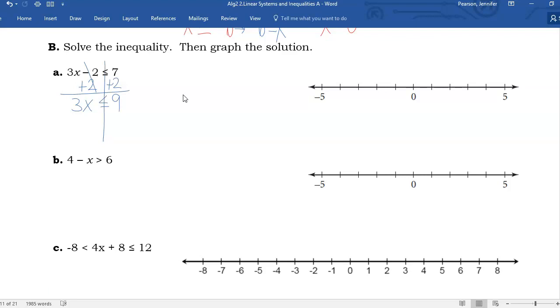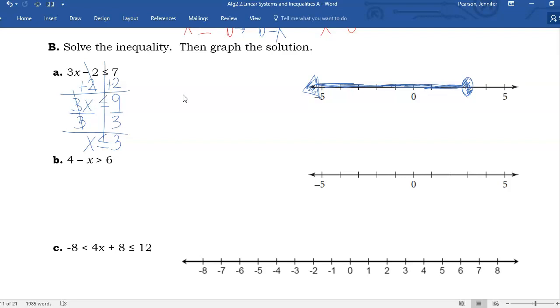Now, just like a linear equation, we would divide by 3 on both sides. 3x is 3 times x. Divide undoes the times. And that leaves us with x is less than or equal to 3. So I will then graph this by finding the 3. 1, 2, 3. I will circle it. Because it's an or equal to, I will include the 3. And then my shading is going to come in the less than direction. Everything less than and including 3.